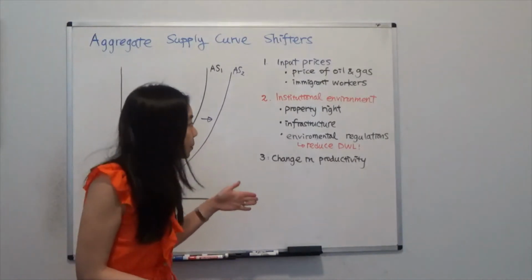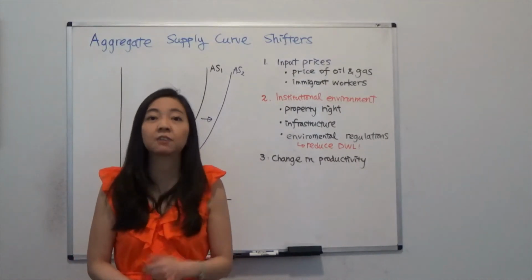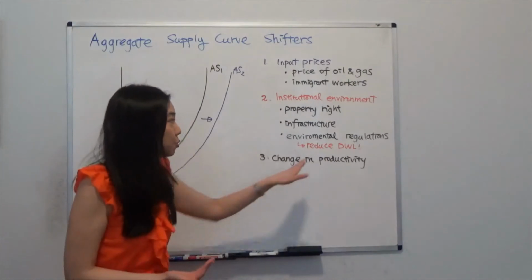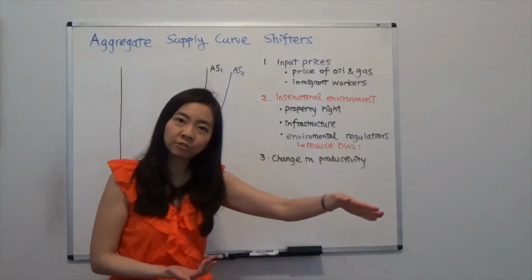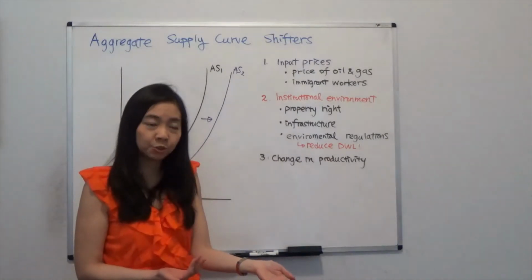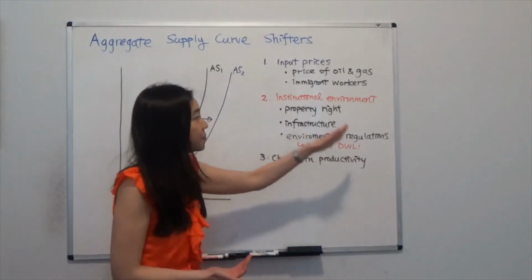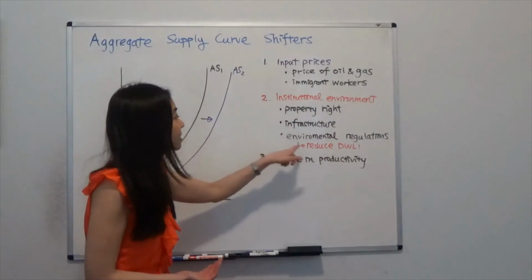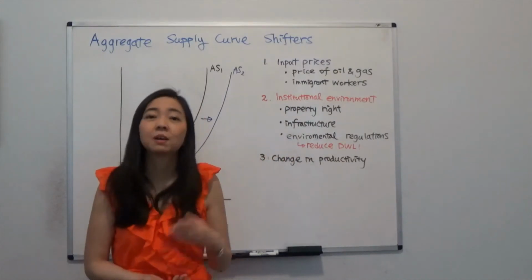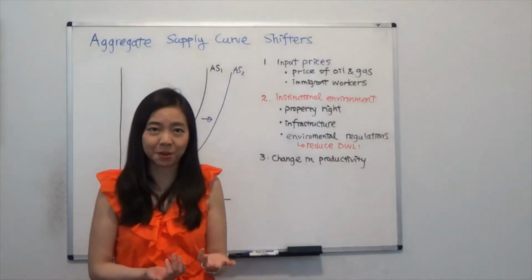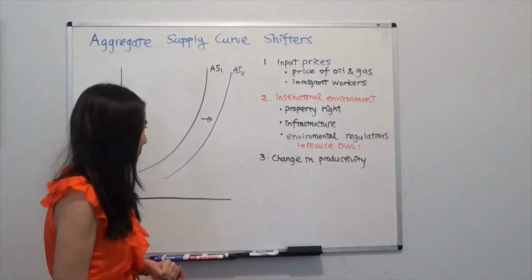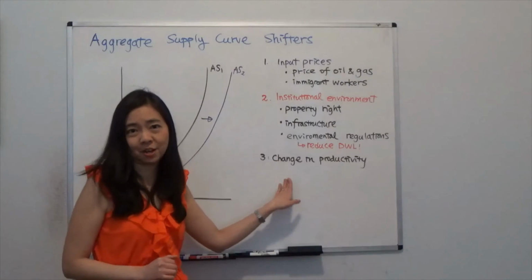Why? Remember, when we have negative externality from production, it is going to cause deadweight loss. In government regulations, either selling pollution rights or taxing you for pollution is going to shift your supply curve to the left, and that will reduce the deadweight loss, which means that's going to result in a better market outcome, a more efficient market outcome. And the last is changing productivity.